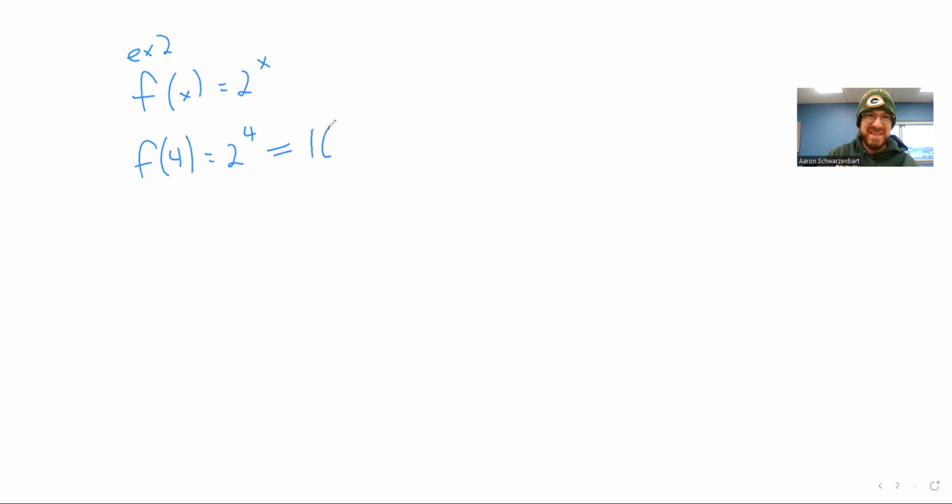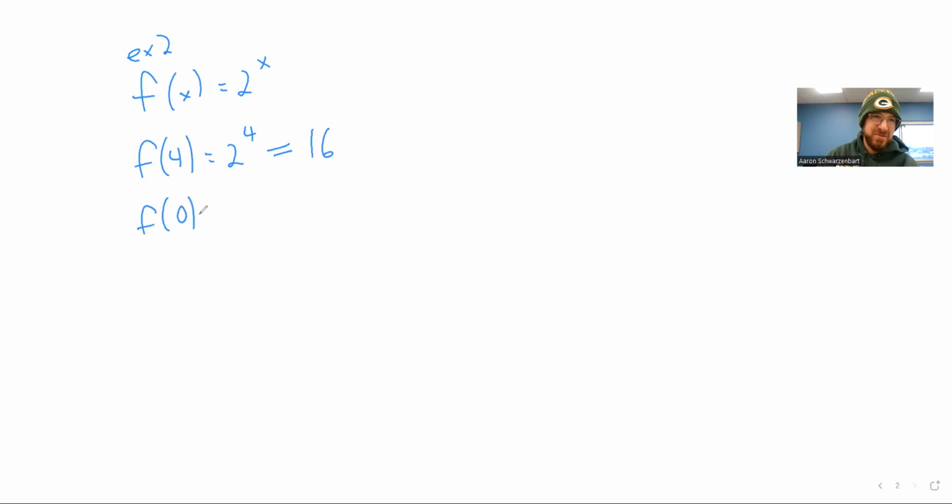We're going to look at computing some values for an exponential function. A very basic one. This is example 2. F of x equals 2 to the x. So I'm going to do f of 4 equals 2 to the fourth. 2 to the fourth is not 2 times 4, it's 2 times 2 times 2 times 2, which is 2 times 2 is 4, times 2 is 8, times 2 is 16.